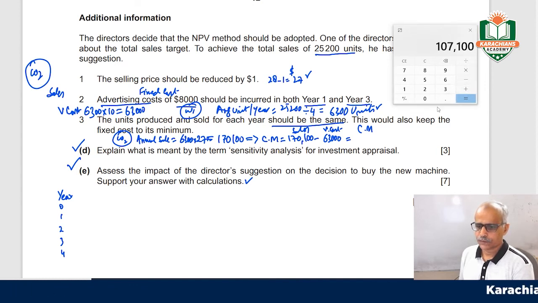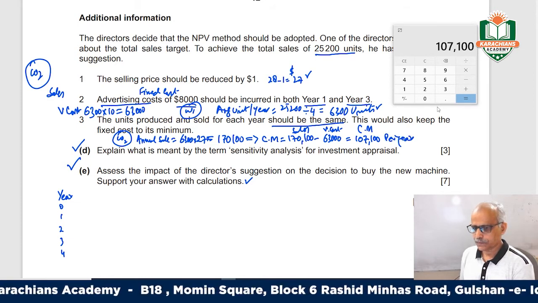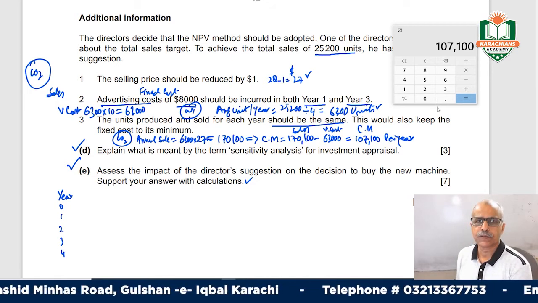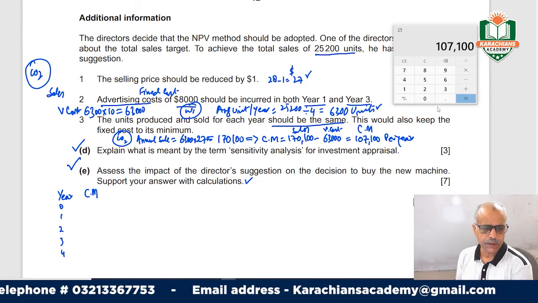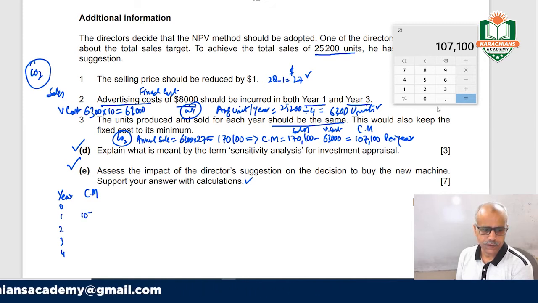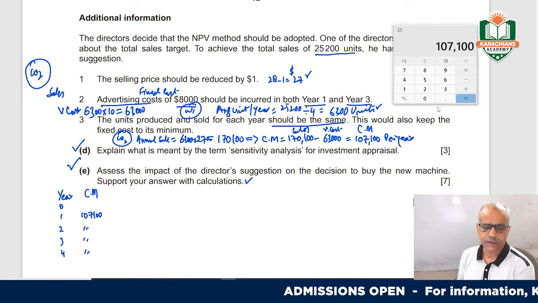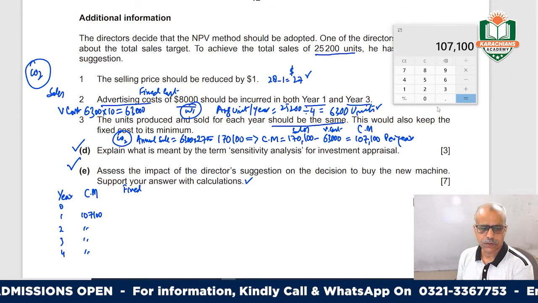So this will be 107,100 per year. So every year under this scenario you will be earning 107,100 as your contribution. So this is your contribution margin. In year 1 it is 107,100, same in the next year, same in the next year, same in the next year. And now from this you deduct your fixed cost.